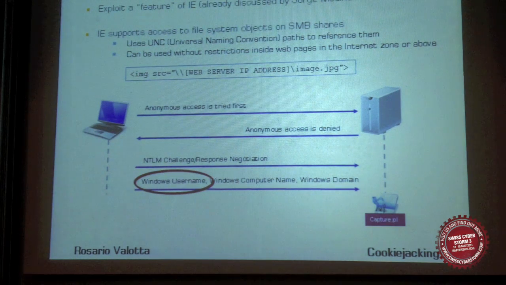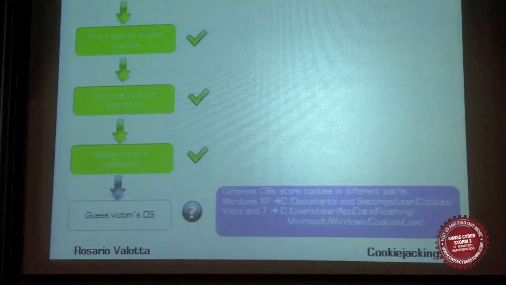in clear text. So it's quite easy to steal the victim username, because you can put a script, for instance a Perl script, on the server side that sniffs all the traffic on TCP port 445, which is used by the SMB protocol. So at this point, we are able to load the cookie into a frame, access this cookie by extracting it using the appropriate drop functionality, optimize content extraction, and guess the victim username.